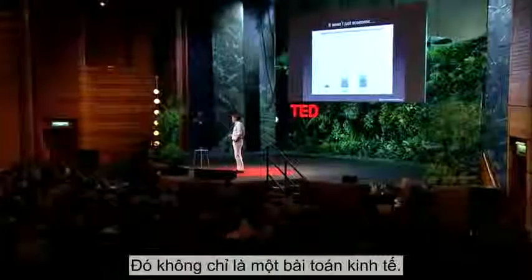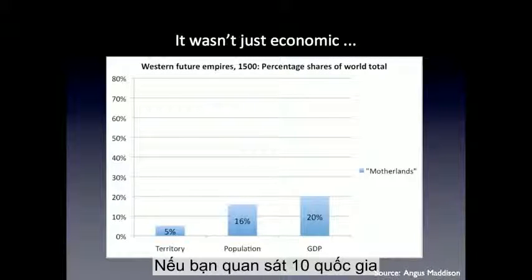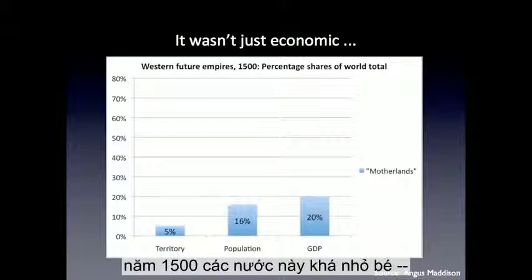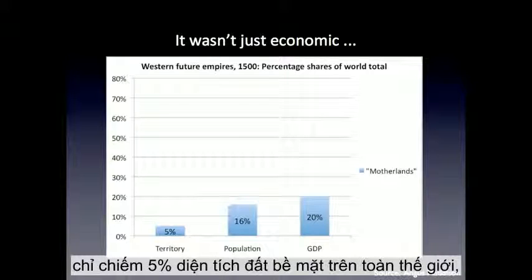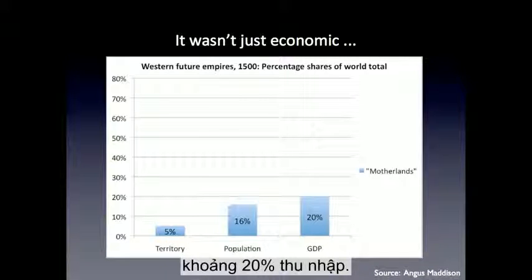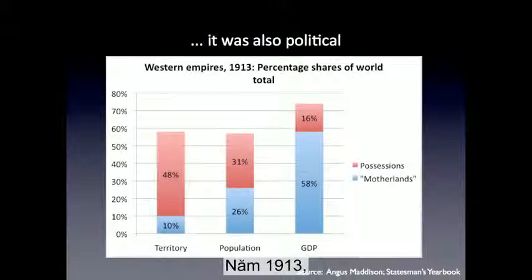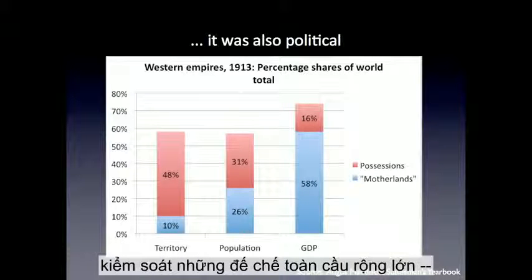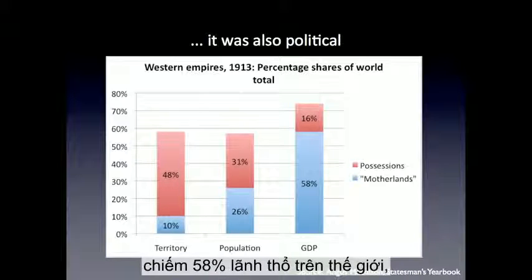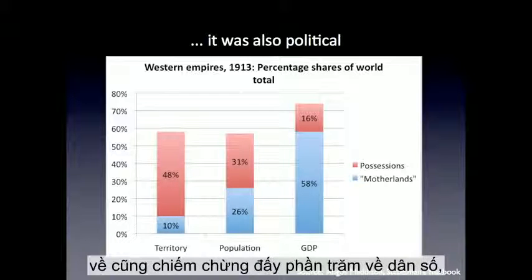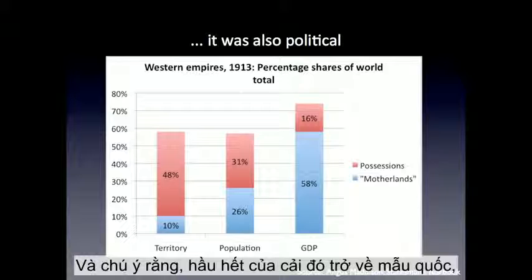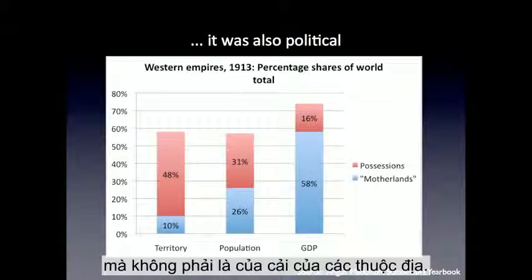This wasn't just an economic story. If you take the 10 countries that went on to become the Western empires, in 1500, they were really quite tiny, 5% of the world's land surface, 16% of its population, maybe 20% of its income. By 1913, these 10 countries plus the United States controlled vast global empires, 58% of the world's territory, about the same percentage of its population, and a really huge, nearly three-quarters share of global economic output. And notice, most of that went to the motherlands, to the imperial metropoles, not to their colonial possessions.